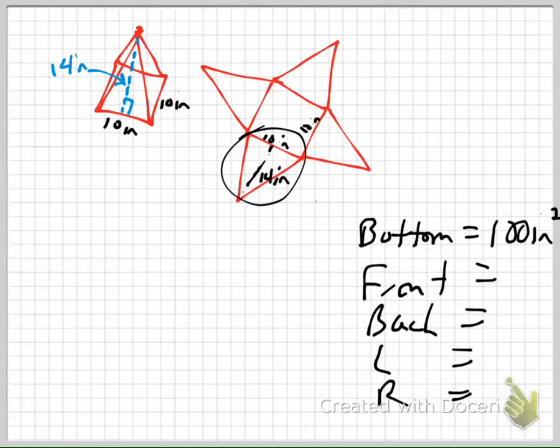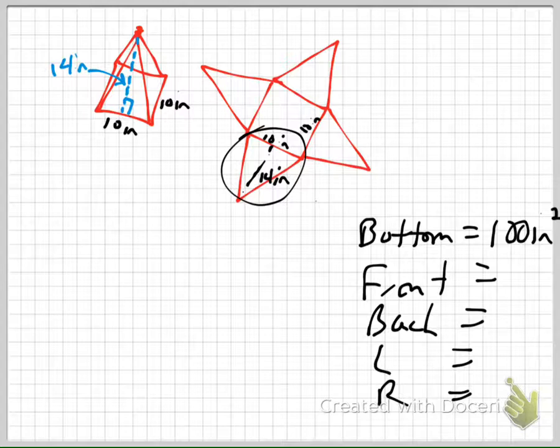How do I do this? Is it 140? No. 70. Each one's 70. Why 70, Jade? What's the formula for the area of a triangle? Jade, what's the formula for the area of a triangle? Half. You did 10 times 14, which is 140. What's the area of a triangle? Half of that, right? So what's the area of each side?